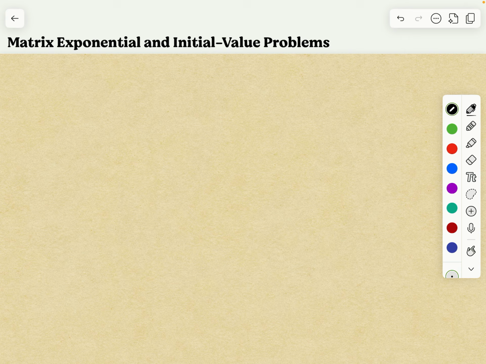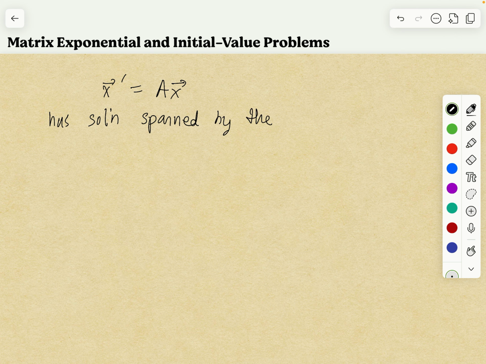In a previous video, we went over the fact that if you want to solve x prime equals Ax, where A is a matrix of real numbers, this has a solution. The general solution of this equation is spanned by the columns of e to the At.